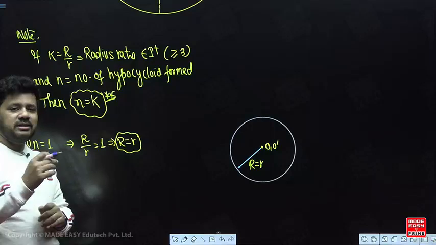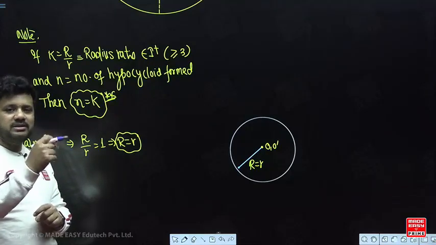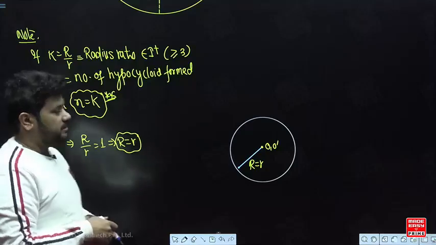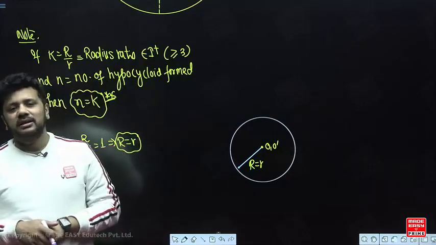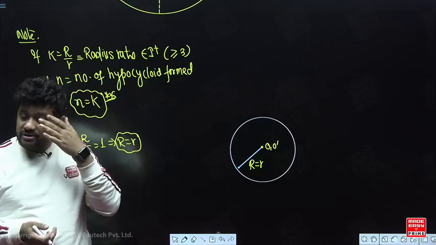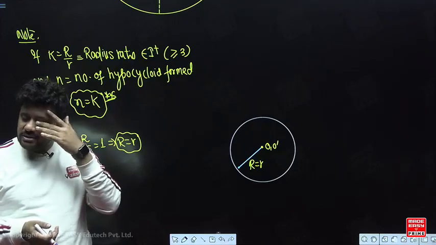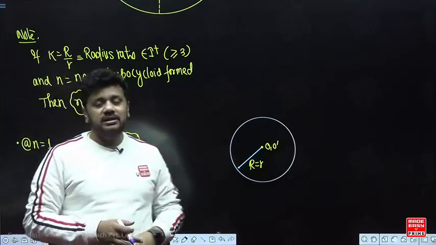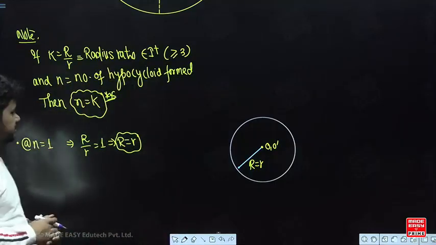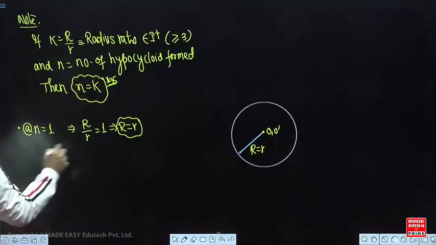So hypocycloid is the curve when the circle rolls inside the directing circle. So जब तक generating circle directing circle के अंदर नहीं घूमेगा तो curve नहीं बनेगा. So hypocycloid is traced when a generating circle rolls inside the directing circle. If both the circles are of the same size, there will be no rotation. Rotation होगा ही नहीं, isn't it? So you can see that. So R equal to r.